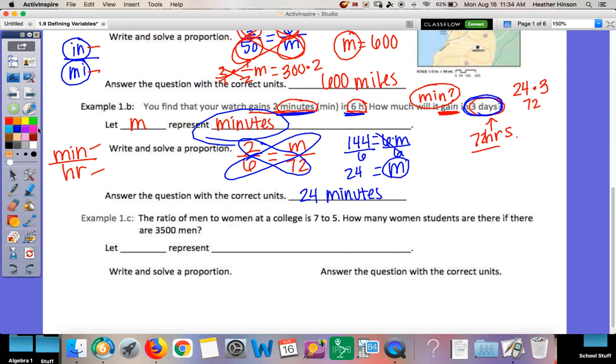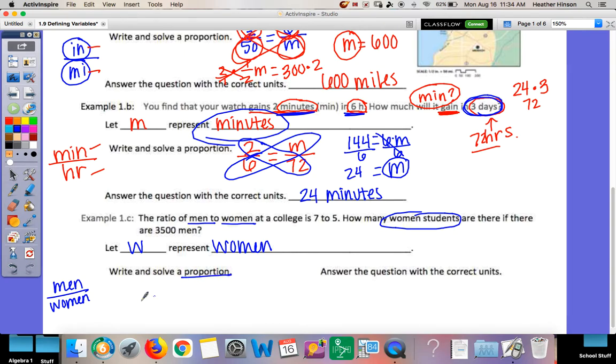Okay, 1C. The ratio of men to women at a college is 7 to 5. How many women students are there if there are 3,500 men? So it's telling us we're looking at men to women. So I'll put men on top of the fraction, women on the bottom. And what are we looking for? It says how many women students are there if there's 3,500 men. So we want to look for women students.